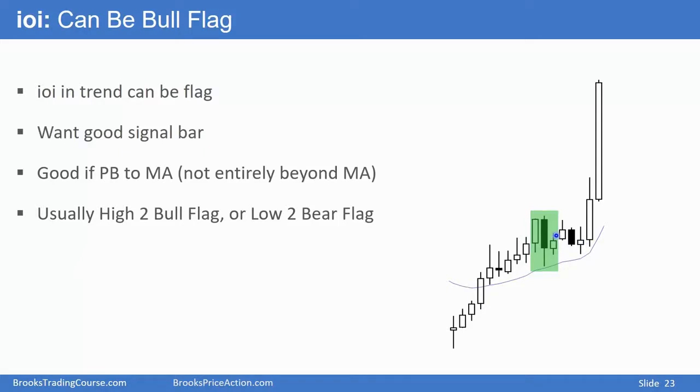Any bears who shorted might hold short after the first resumption up. They're going to get out after the second resumption up. And that's one of the reasons why a high 2 bull flag just above the moving average with a bull buy signal bar is a high probability trade.